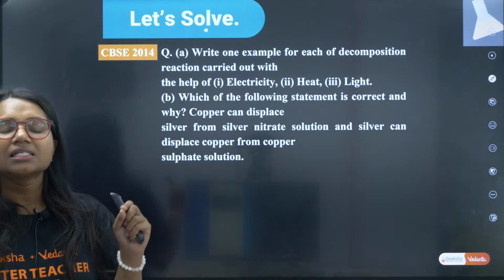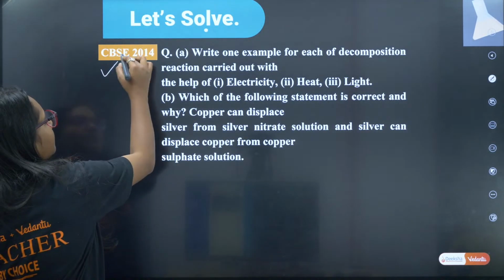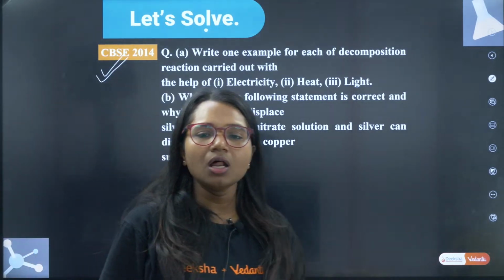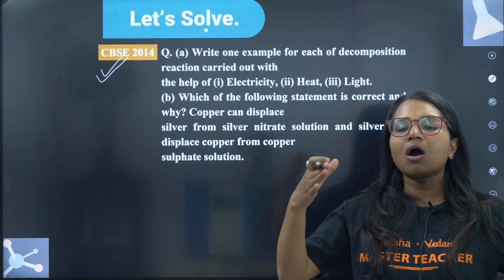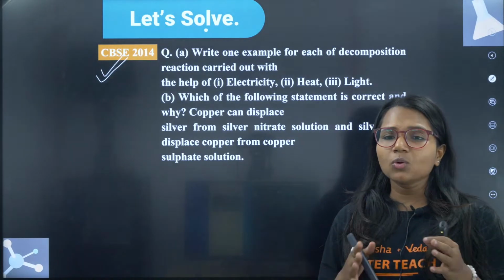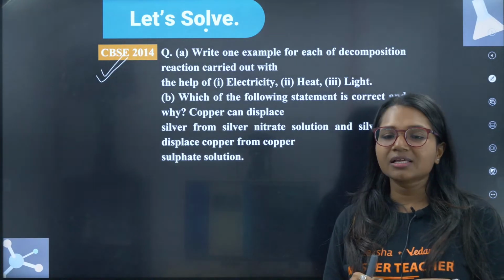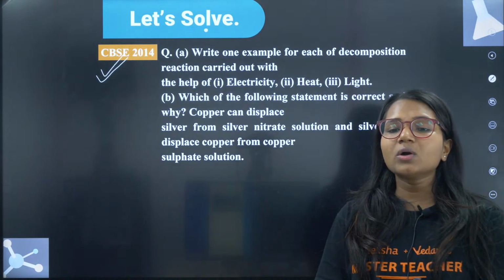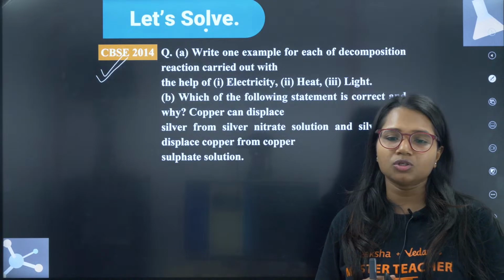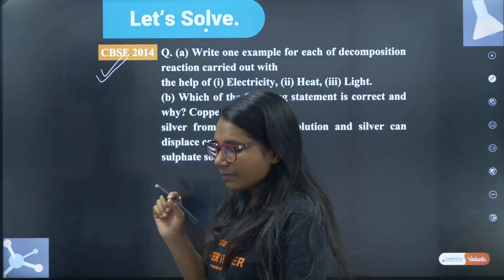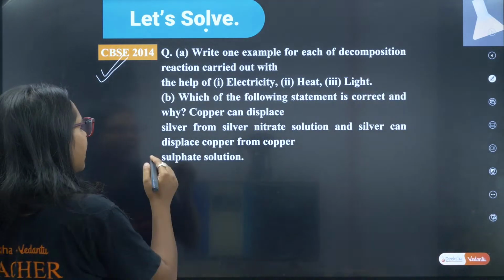This question is CBSE 2014. Just have a look here. Write down one example of decomposition reaction. Can you guys let me know in the chat box? Very good, Sumukt. Can you tell me in the chat box what you mean by decomposition? What do you mean by decomposition?